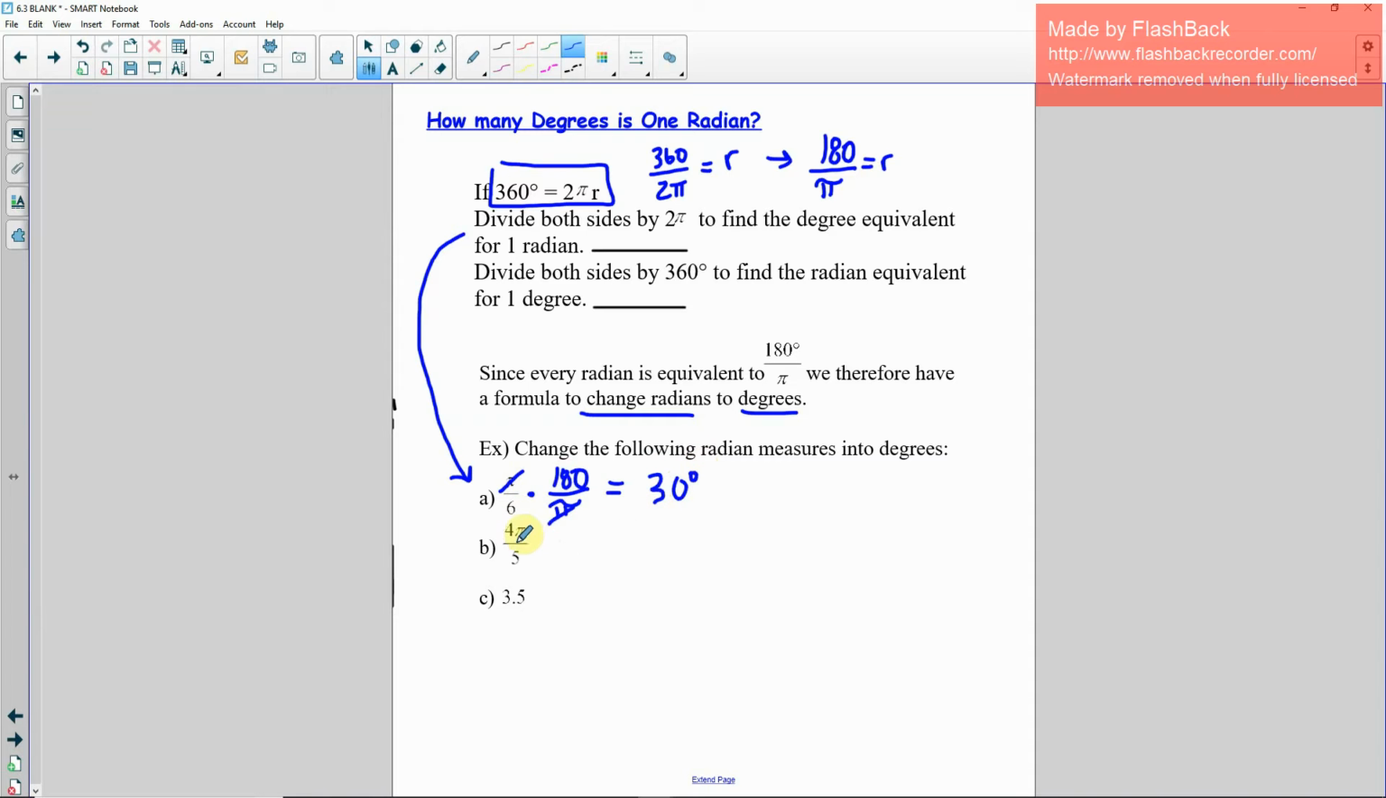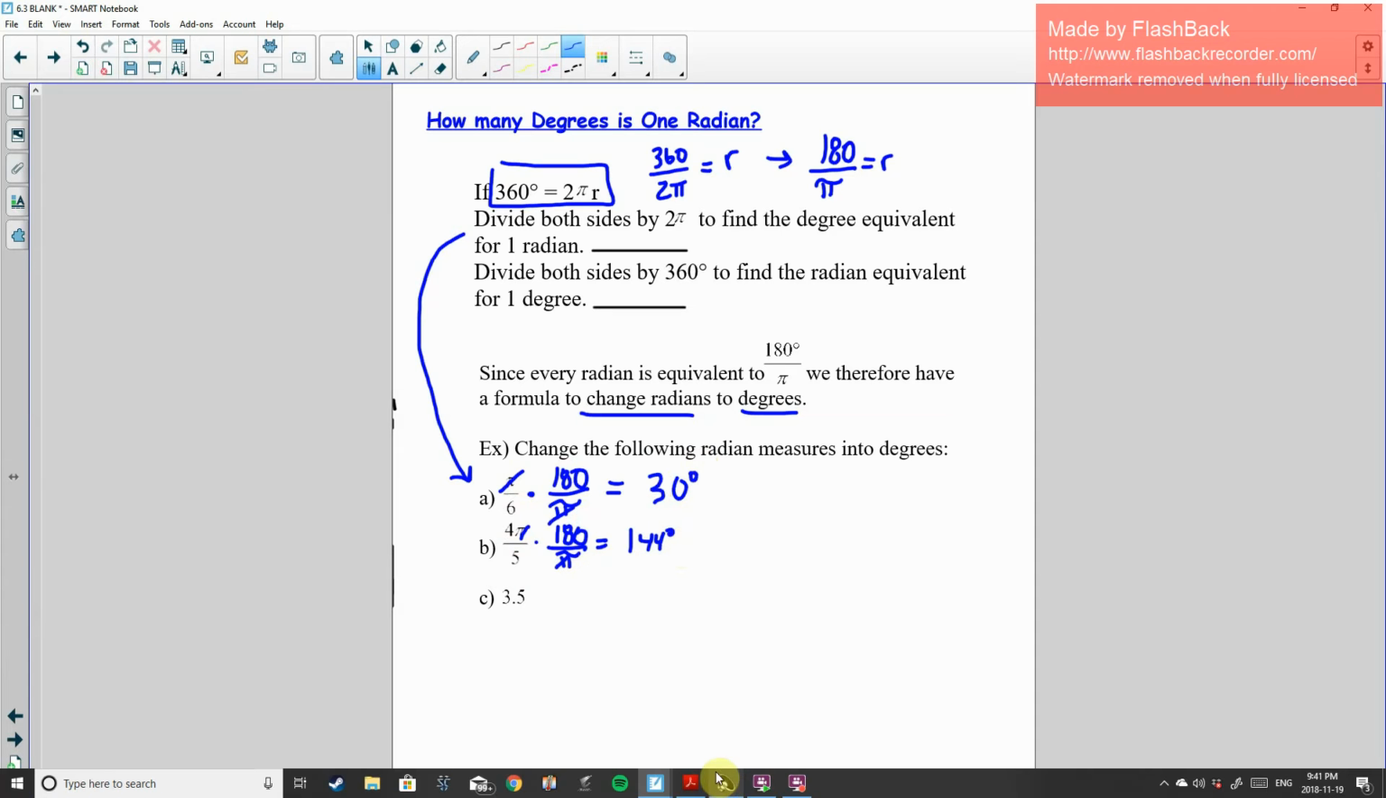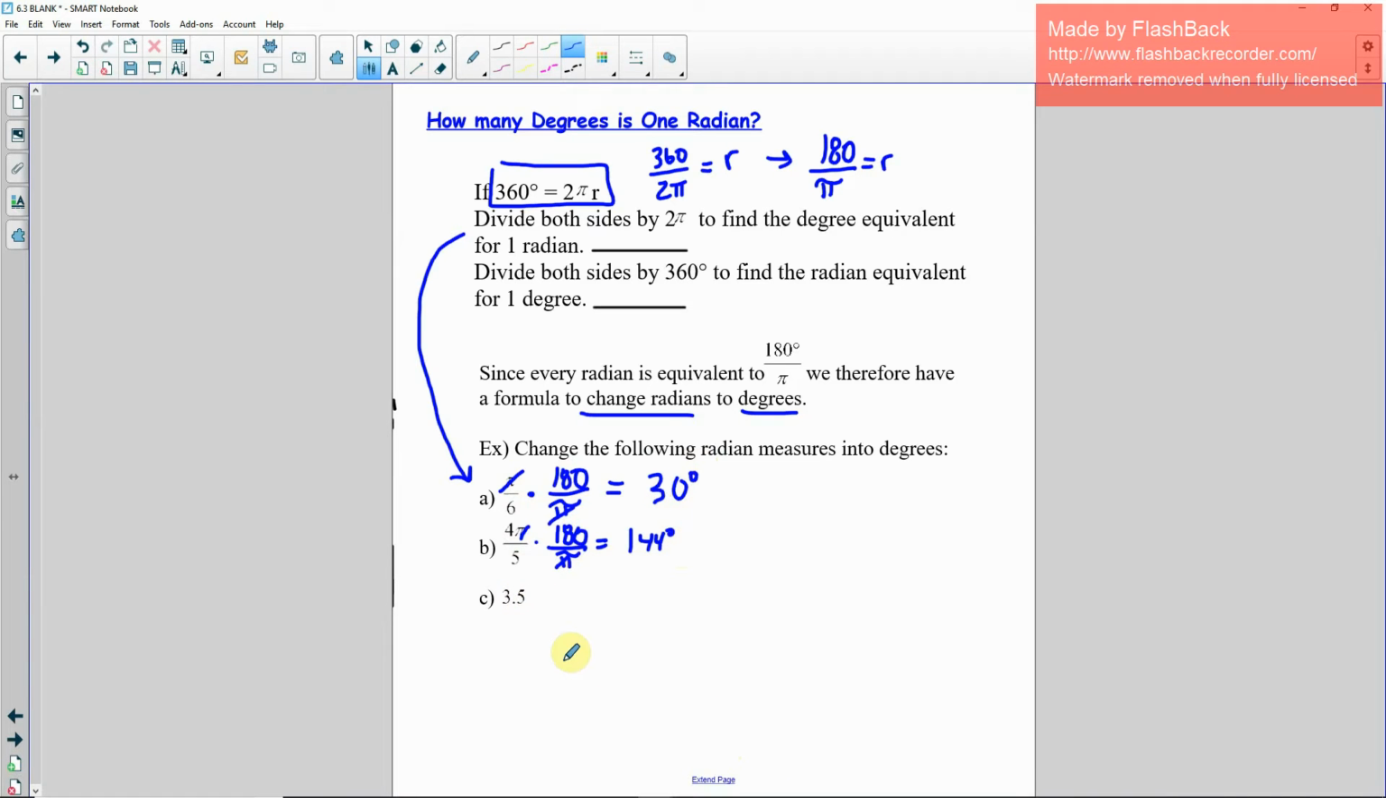Let's try another one, the second one here. Just multiply by our conversion factor, like that. The pi's cancel. When you go 4 times 180 divided by 5, you can confirm you get 144 degrees. Beautiful. What if there's no pi? Well, that's fine. If we got 3.5 radians and want to convert it into degrees, we're just going to multiply by our wonderful conversion factor. And when you do all that math, you get 201 degrees.